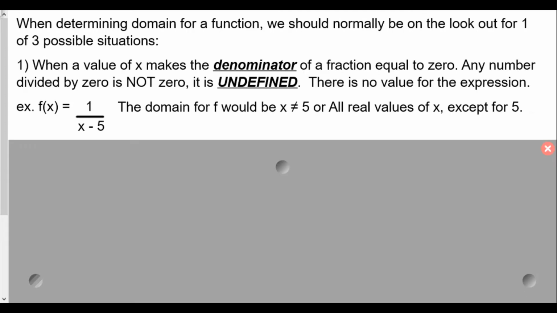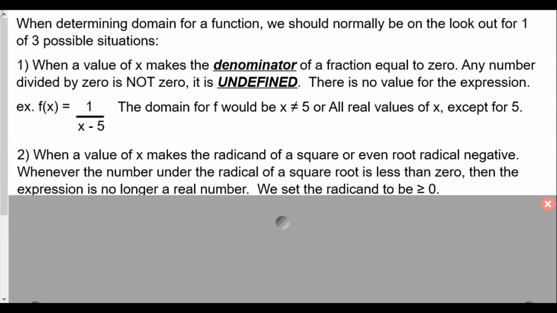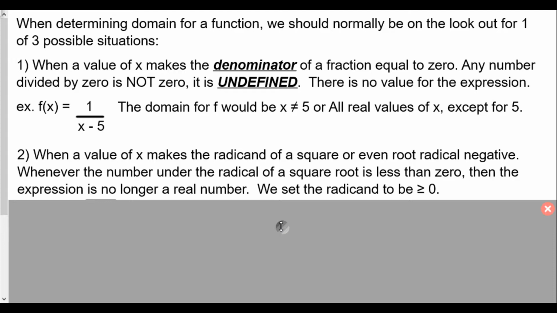So remember, the first thing we said when determining the domain of a function, we should normally look out for one of 3 possible situations. 1, when the value of x makes the denominator of a fraction equal 0. We did that. 2 will be when the value of x makes the radicand of a square or even root radical negative. Now, the radicand is the number underneath the radical. Okay, so the little house symbol is the radical, and the expression or number underneath the radical is the radicand.